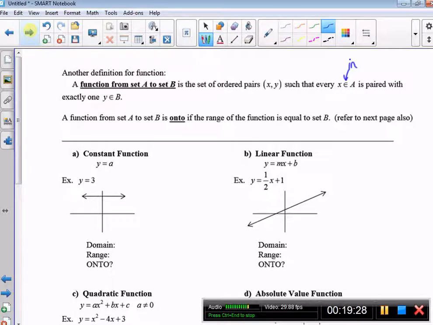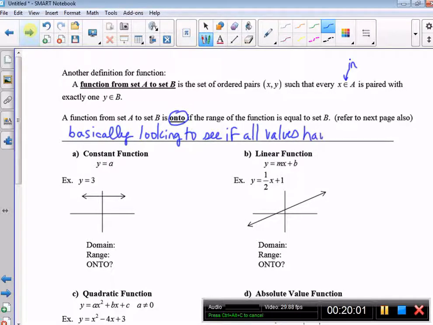A function from set A to set B is onto, that's another word that sometimes comes up, if the range of the function is equal to set B. The next page also gives you an example. Basically what you're looking for here is to see if all values have been used in set B. Okay, so we'll come across these here.